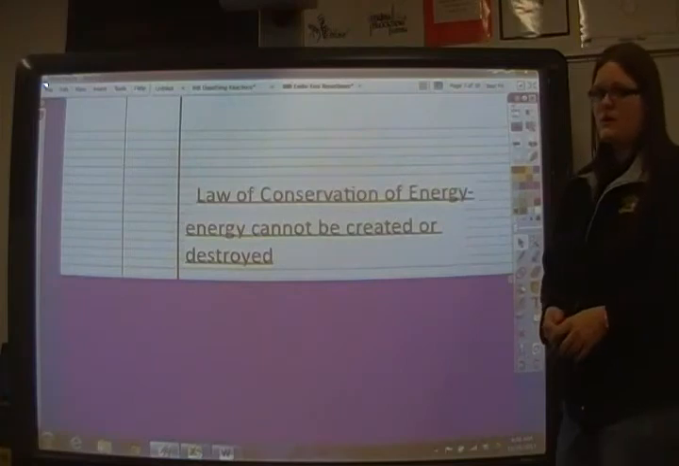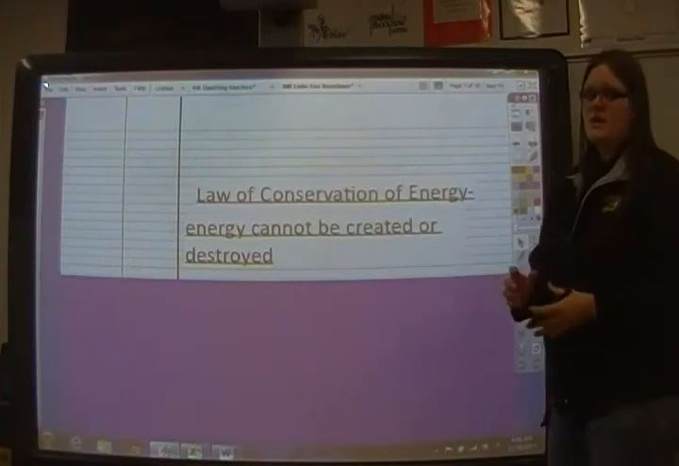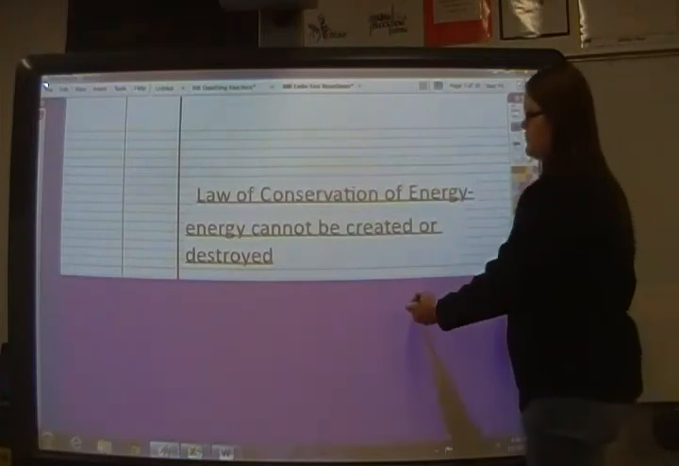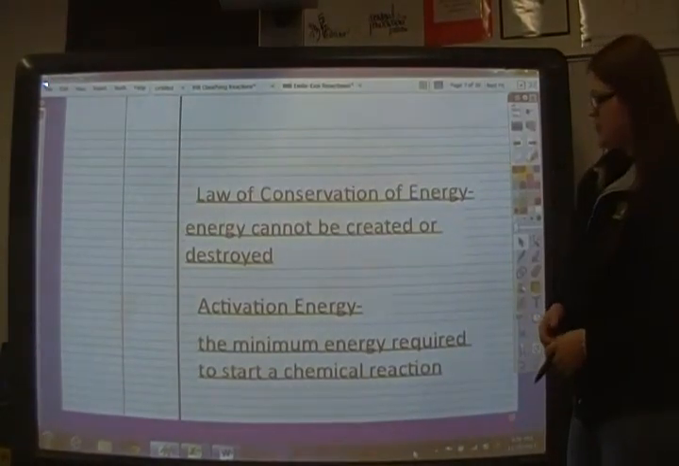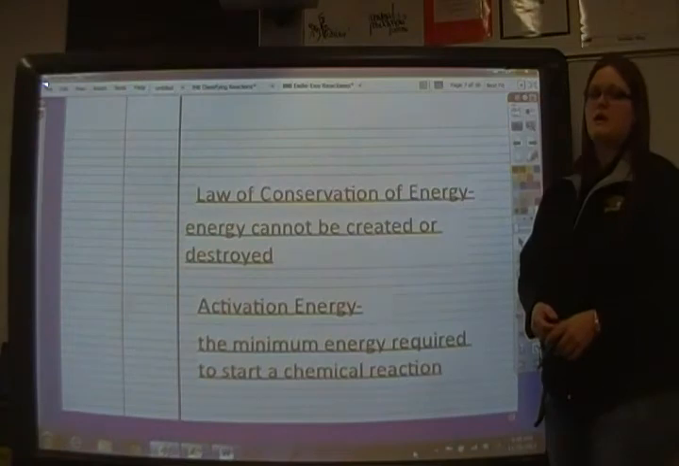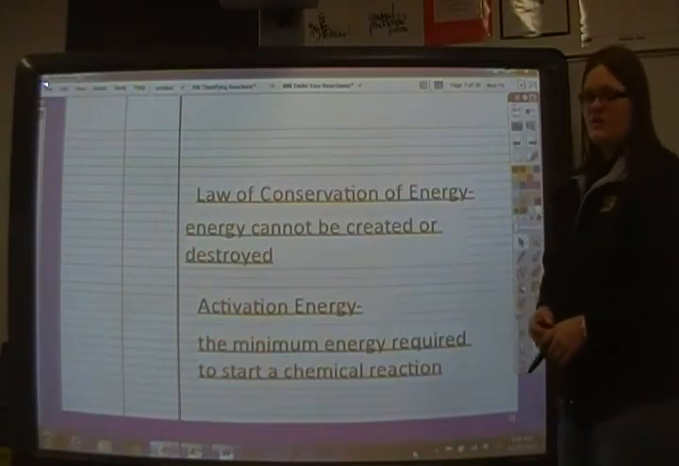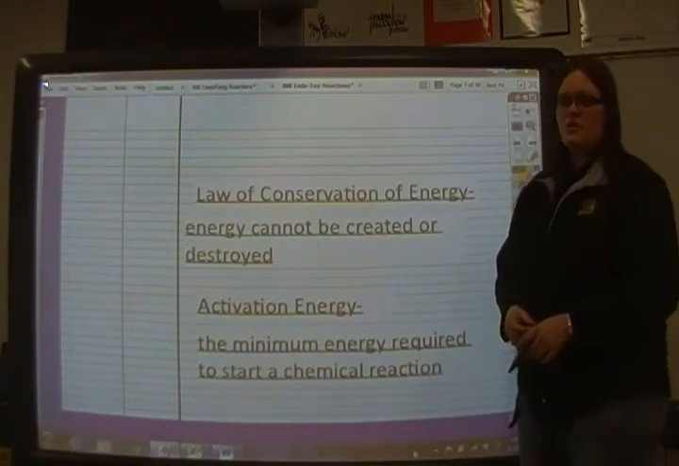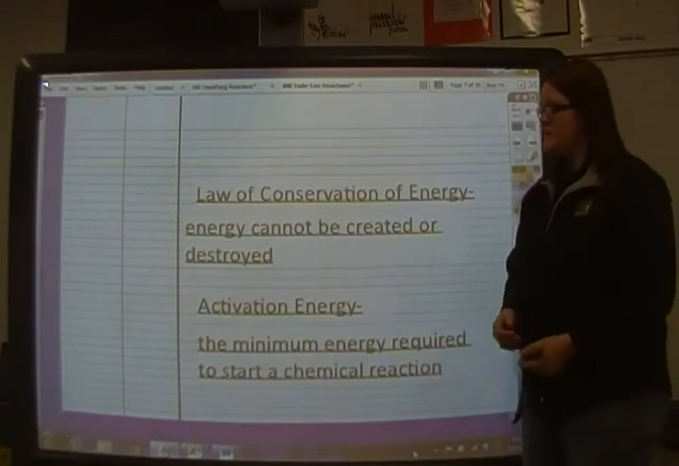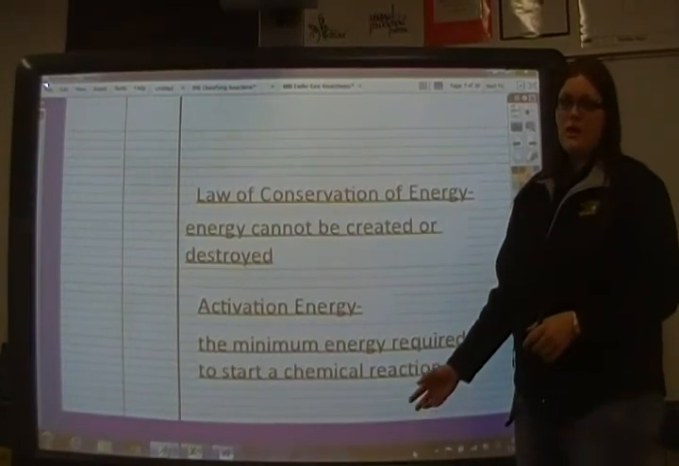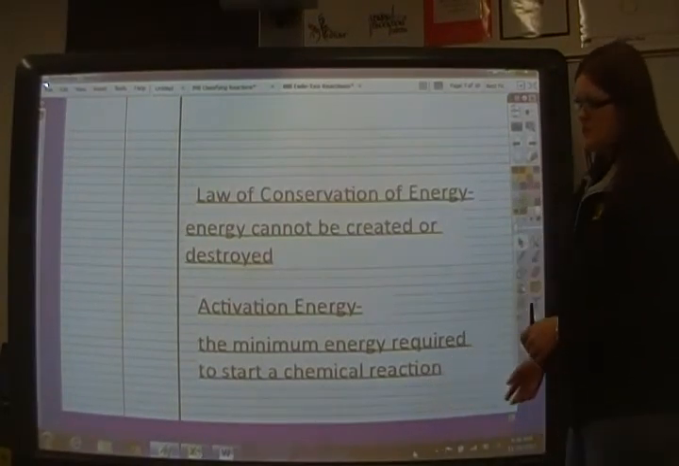The next few terms are important terms to understanding the energy of reactions. The first term, activation energy. It's the minimum energy required to start a chemical reaction. Some reactions require different amounts of energy, but if the minimum is not met, then the reaction will not happen. For example, photosynthesis. If a plant does not get enough sunlight, it will not be able to run the reaction of photosynthesis.